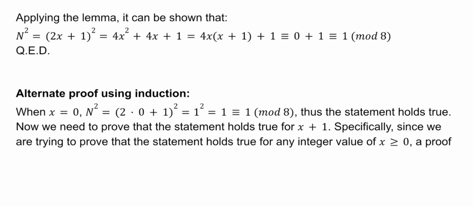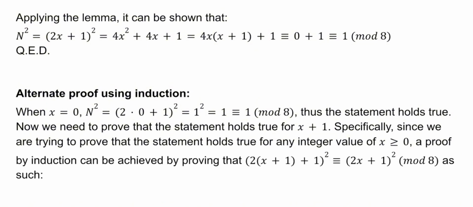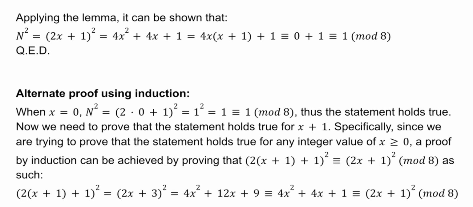Specifically, since we need to prove that any odd positive integer squared is congruent to 1 mod 8, consecutive odd numbers should both be congruent to 1 mod 8, which means that they should both be congruent to each other. So we start the inductive step by substituting in x plus 1 for x, which can be simplified to the quantity 2x plus 3 squared, and expanded as 4x squared plus 12x plus 9, and again by the modular addition rule, which allows us to take mod 8 of the terms before we add them.